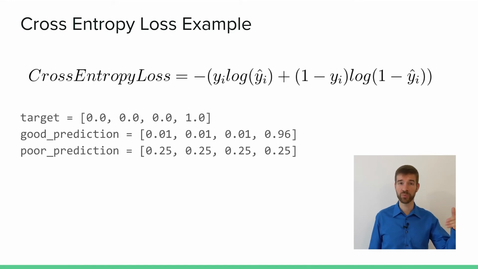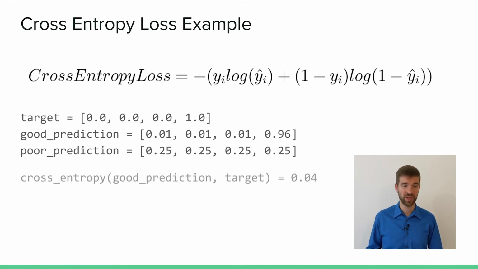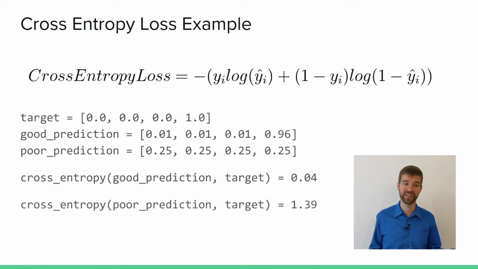Then we can have good predictions or poor predictions, and those are probabilities. So if the prediction is with a very high confidence saying the same category, then we have low values in the first few categories and a high value in the last one. So when we compute that formula with these values, we get a cross entropy loss of 0.04 for the good prediction and 1.39 for the bad prediction, which just guessed that it could be any of those four categories.